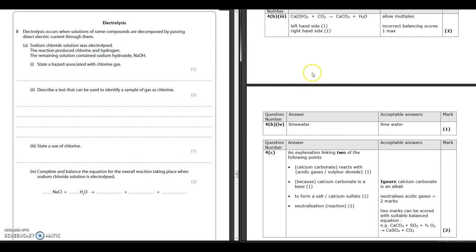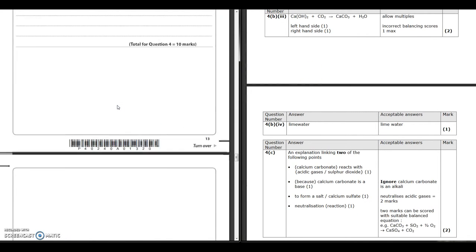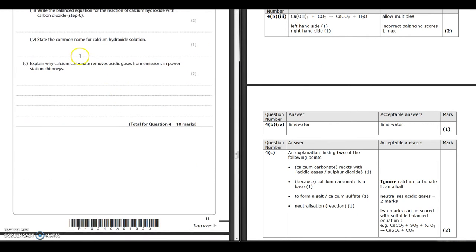Right, so, skipping ahead a little bit. Common name for calcium hydroxide, lime water. I think we've mentioned that more than enough at the moment. This question comes up all the time. Start getting it programmed into your head.